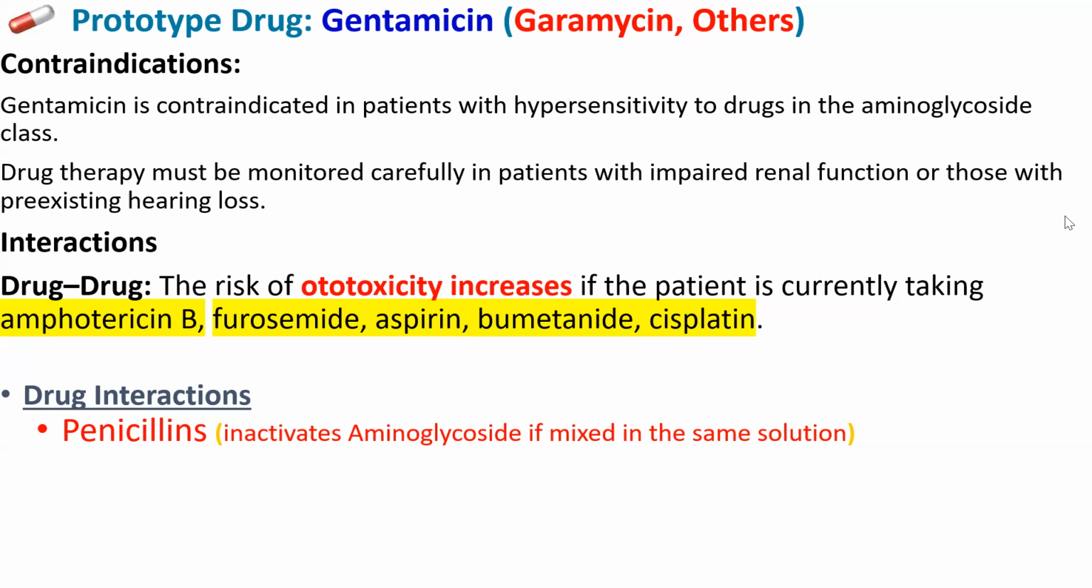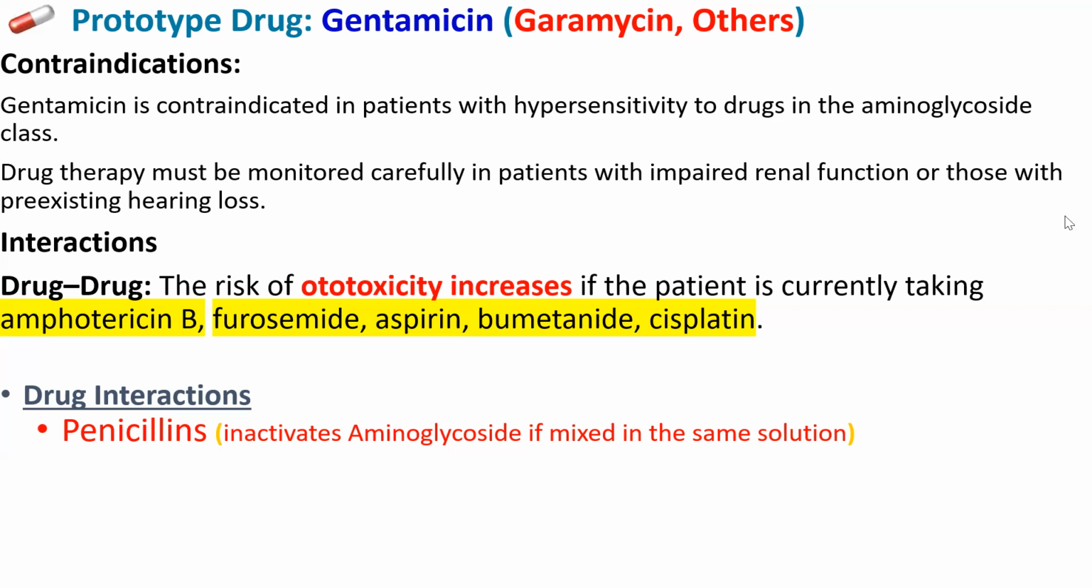furosemide, aspirin, bumetanide, Bumex, cisplatin, and other medications. Concurrent use with amphotericin B and other medications would increase the risk of nephrotoxicity.